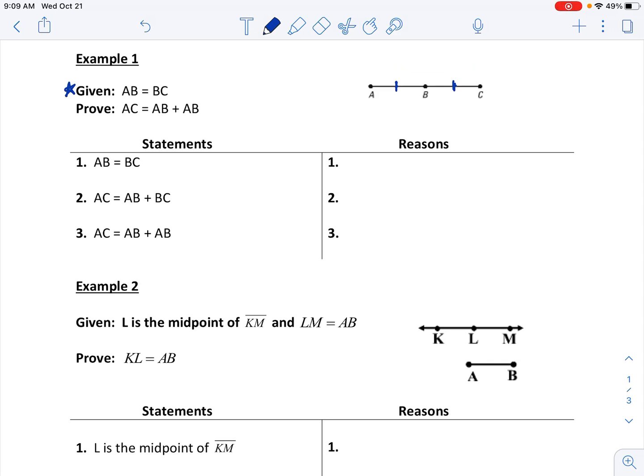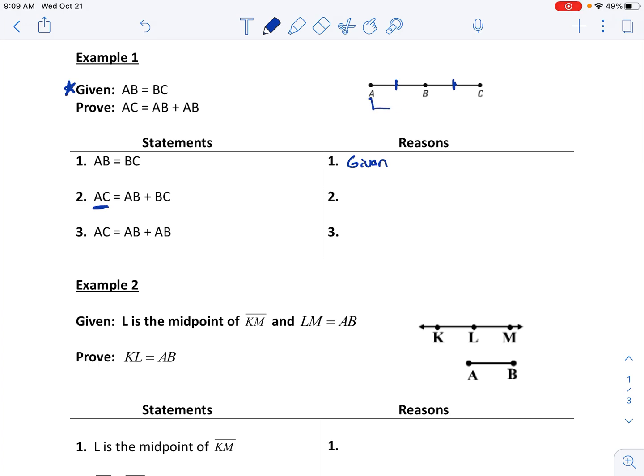So let's take a look at what Mr. Keeney did. I first wrote AB is equal to BC, and the reason, which will always be your first reason, is given. Start with your given information. The next statement says AC, this whole thing, is equal to AB plus BC. When I combine these together, I'm going to get the same length as AC.